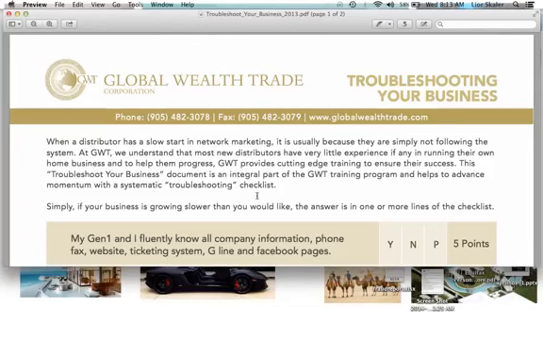So point number 1 is my Gen 1 and I. When it says my Gen 1 and I, it's not only referring to you, it's referring to you and your first generation. Your first generation are the people who you have personally introduced into the business. So it's not enough that you're doing it. It's got to be you and your Gen 1.